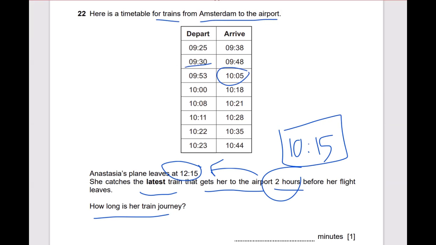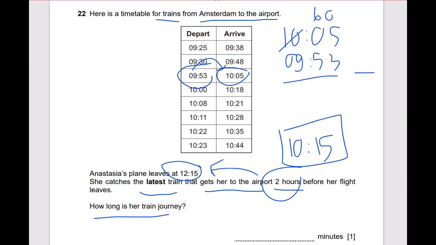Now we'll depart at this time. So how long is her train journey? It is from 9:53 to 10:05. So how long will we have to subtract to get the duration? 53. So we subtract. We borrow from here, we add 60. Now this becomes 9. So 60 minus 53 is 7 minutes. 9 minus 9 is 0. So the answer is 7 minutes.